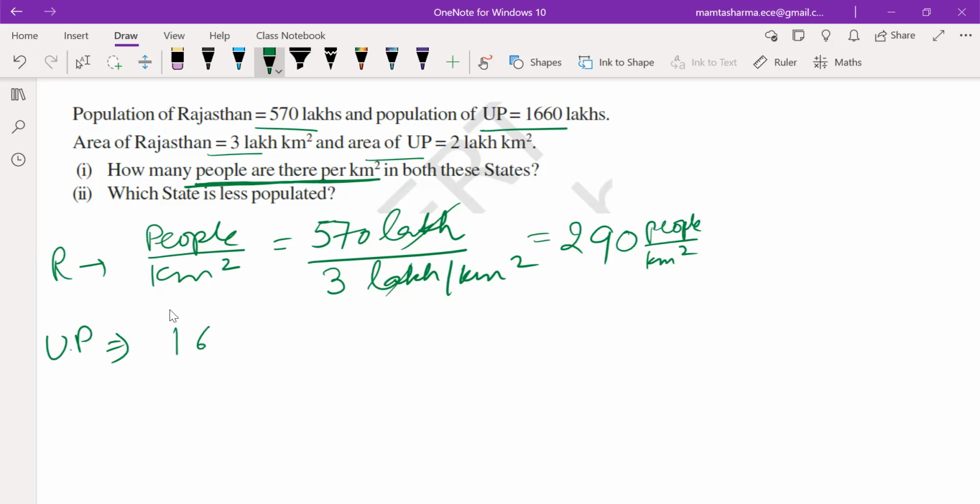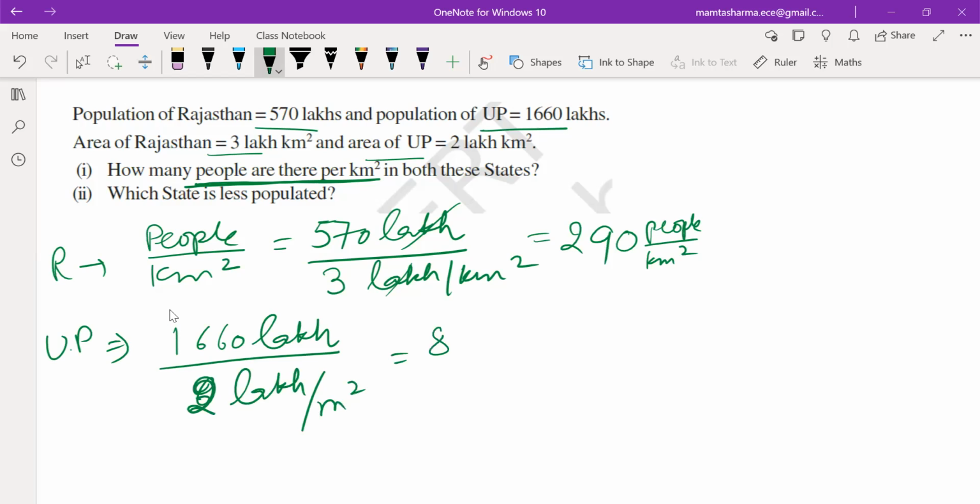1660 lakhs divided by 2 lakh would be 830. Not 800, 830 people per kilometer square. Okay, that is the answer of the first question.